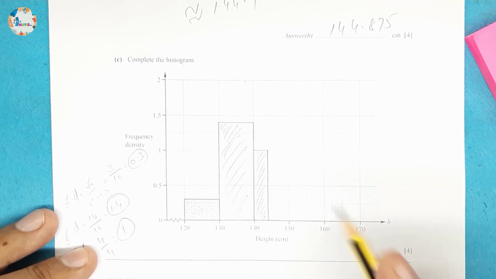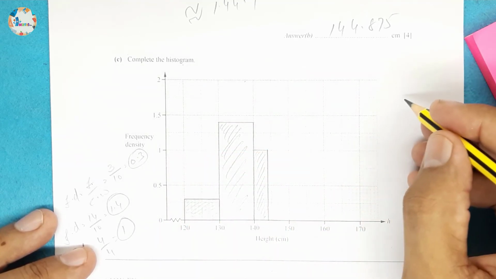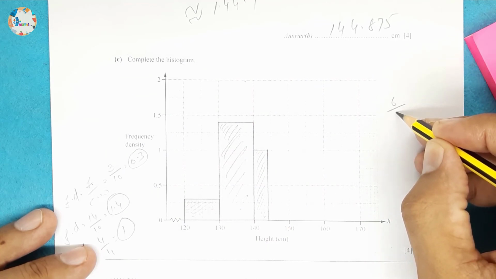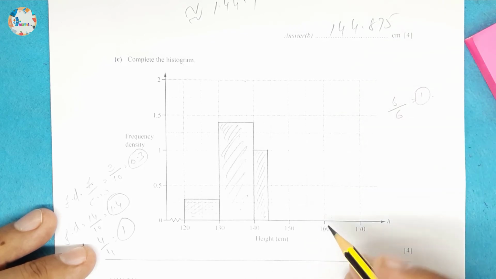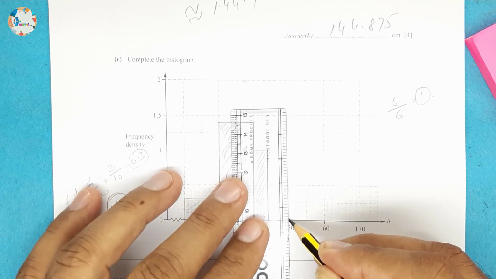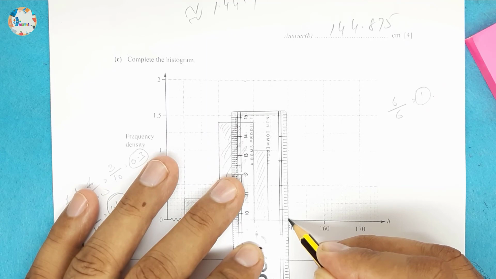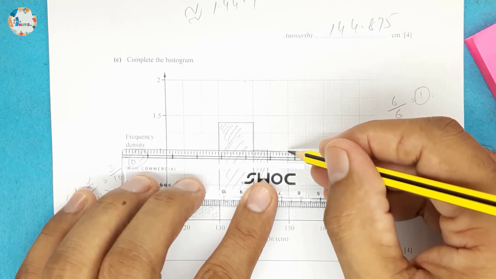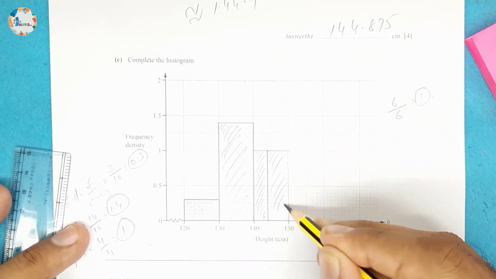Next is 144 to 150. If we calculate, frequency 6 divided by the class width, which is also 6, it will be equal to 1. So this is also equal to 1. So we can draw this one, 144 to 150. This will be up to 1, which is this. So we have also drawn this bar.